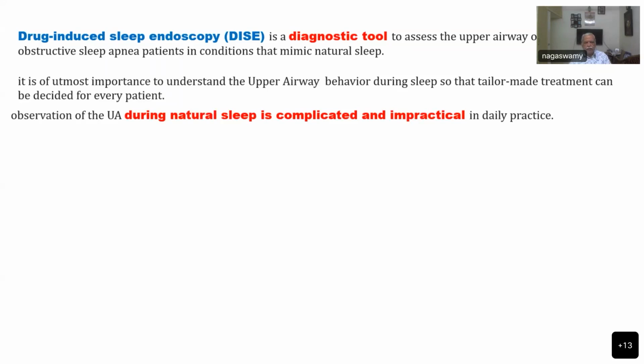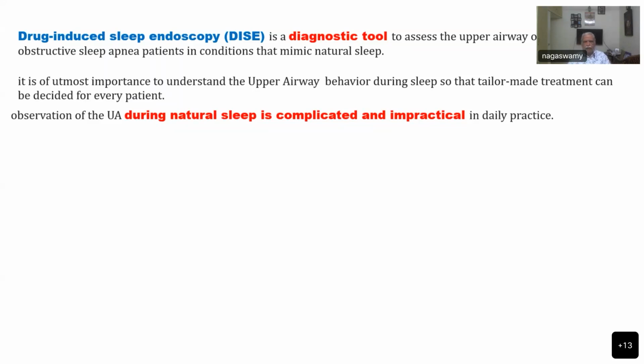And the observation of the upper airway during natural sleep is complicated. When we do overnight polysomnography, we are taking all indirect parameters. Like we take the snoring sound, we take the pulse oximetry for hypoxemia, we see the EEG, we take the EMG for the jaw muscles, we monitor the chest X-ray, ECG, abdominal muscle tone. All these things are indirect methods of finding out the degree of obstruction.